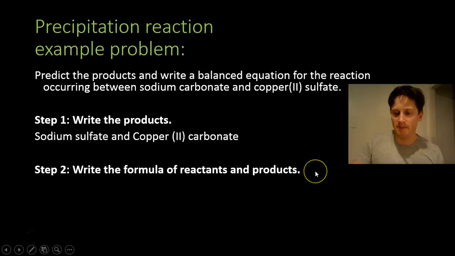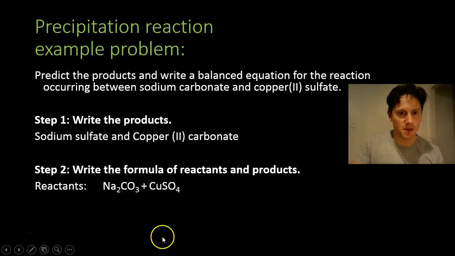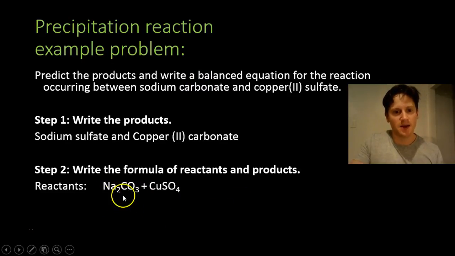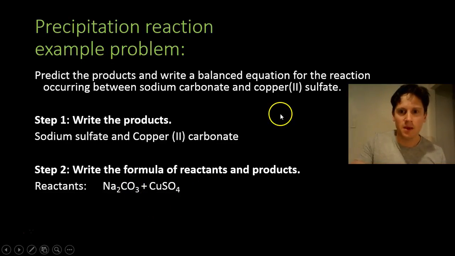Now I want you to write the formula of the reactants and products. So this is balancing your compounds. Now the reactants, sodium carbonate, Na2CO3. Now you're going to need to balance ions here. Sodium is a +1 ion and carbonate is a 2-, so you're going to need 2 copies of the sodium ion to balance 1 copy of the carbonate ion, okay? Balancing ionic compounds is not going to be covered in this video.